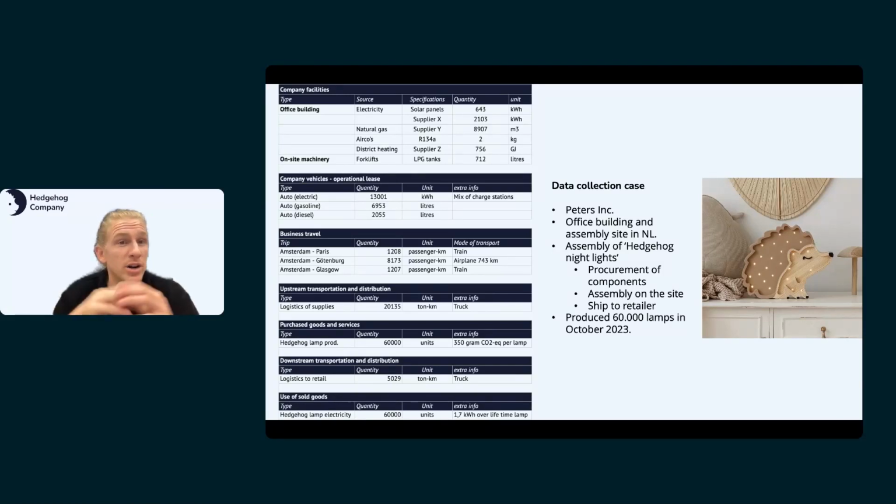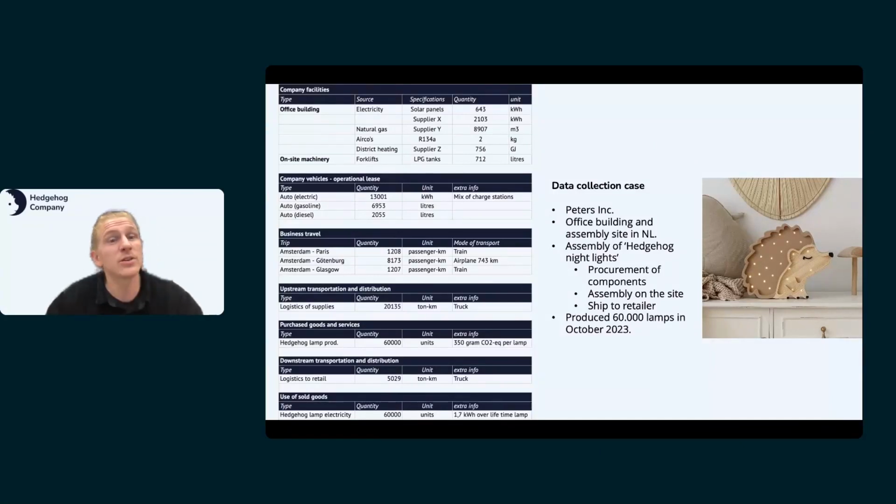We're having a lot of air conditioning because it's very warm in the Netherlands, and it's leaking refrigerants. So we have consumed 2 kilograms of refrigerant in October 2023. It was a very warm October. We're using district heating, 756 gigajoules, and we have forklifts driving around with LPG tanks on the back, consuming 712 liters of LPG in October 2023.